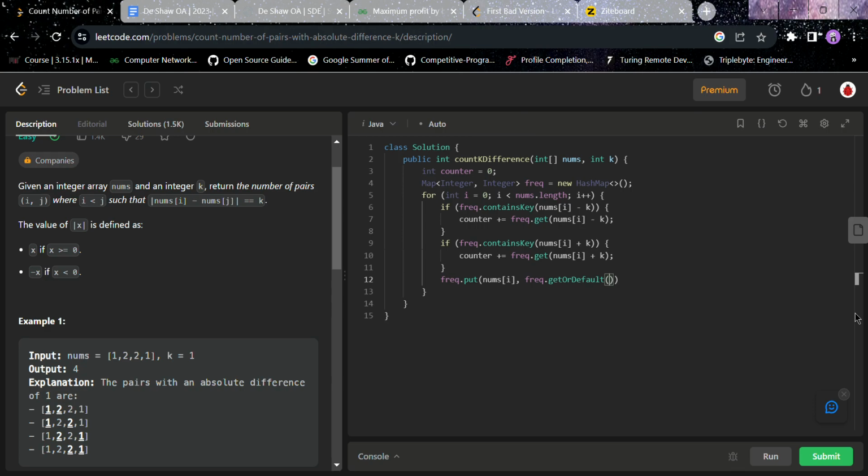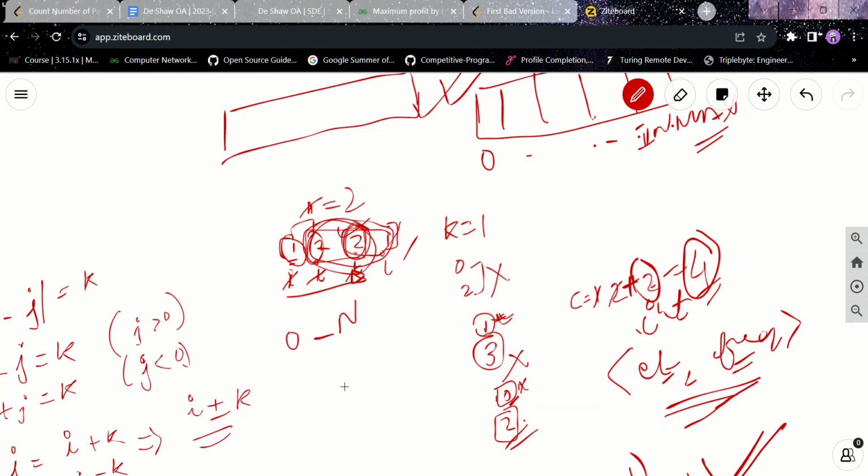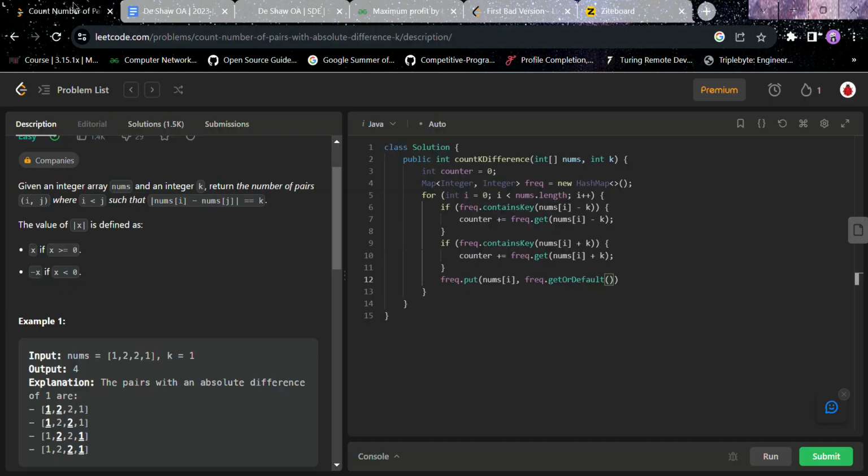This method is used to get the default frequency that is present, for nums of i. If no default value is there, we will put a 0 and increment it with 1. Okay, at last we will return our counter.